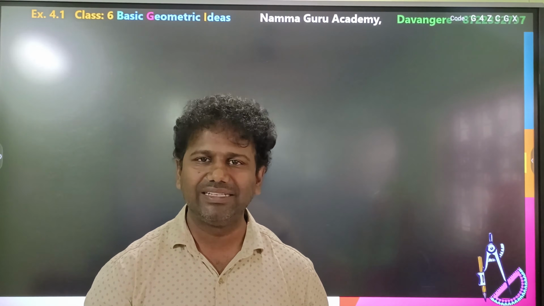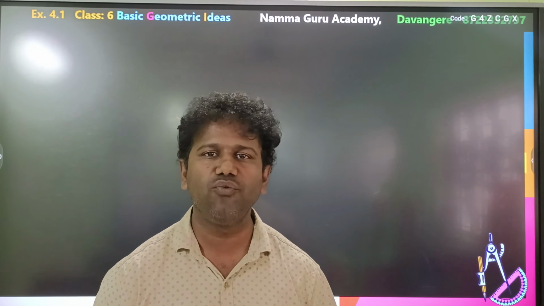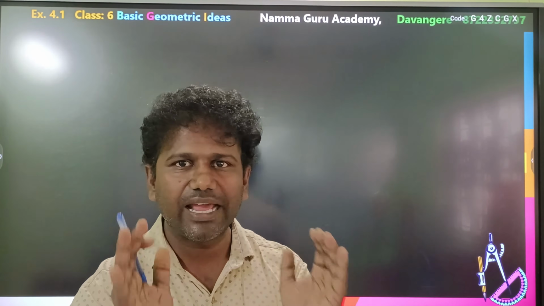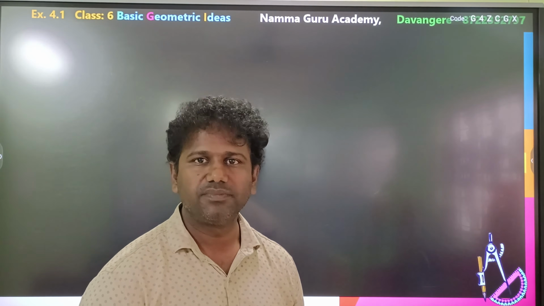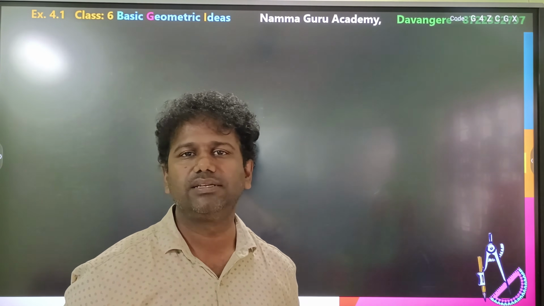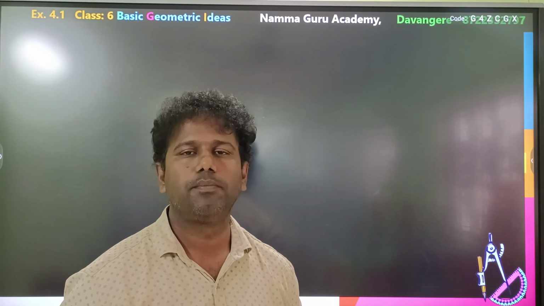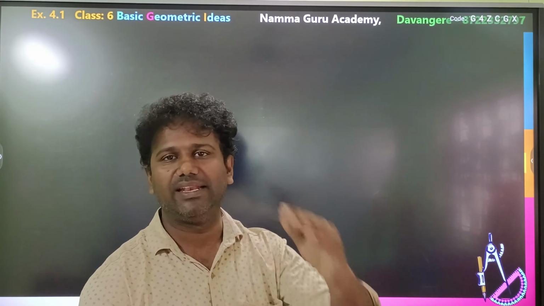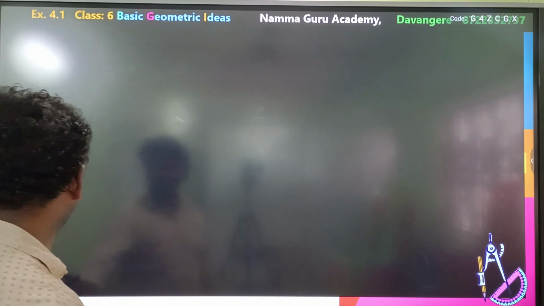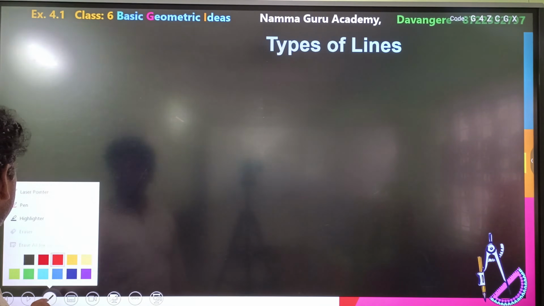After understanding line segment, line and ray, now we are going to understand types of lines. There are mainly three types of lines. First one is intersecting lines. Second type is parallel lines. Third type is perpendicular lines. Have you understood? Now we shall understand these one by one.